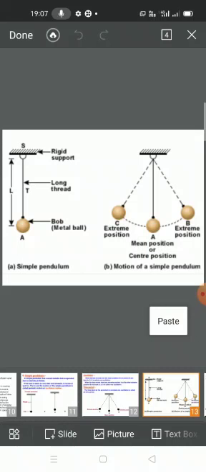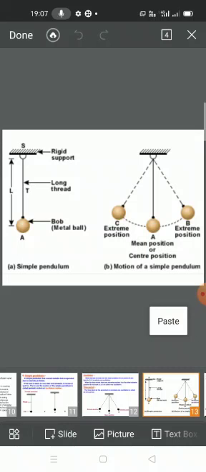The next term associated with the simple pendulum is the mean position. When the bob is at rest and it is not moving, the position of the bob, you can see the position of the bob at A, is known as the mean position. When it is at rest, it is not moving, that is the mean position of the bob.